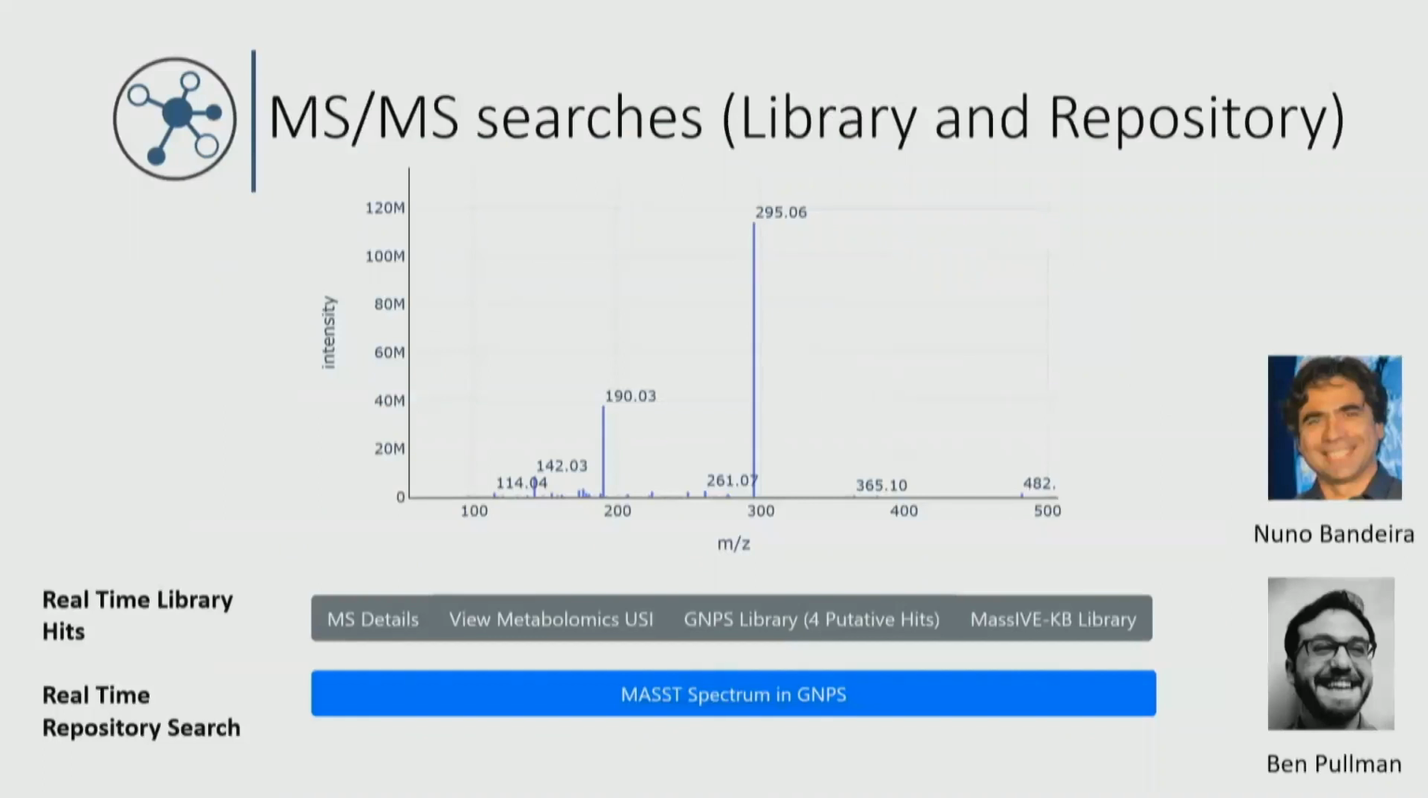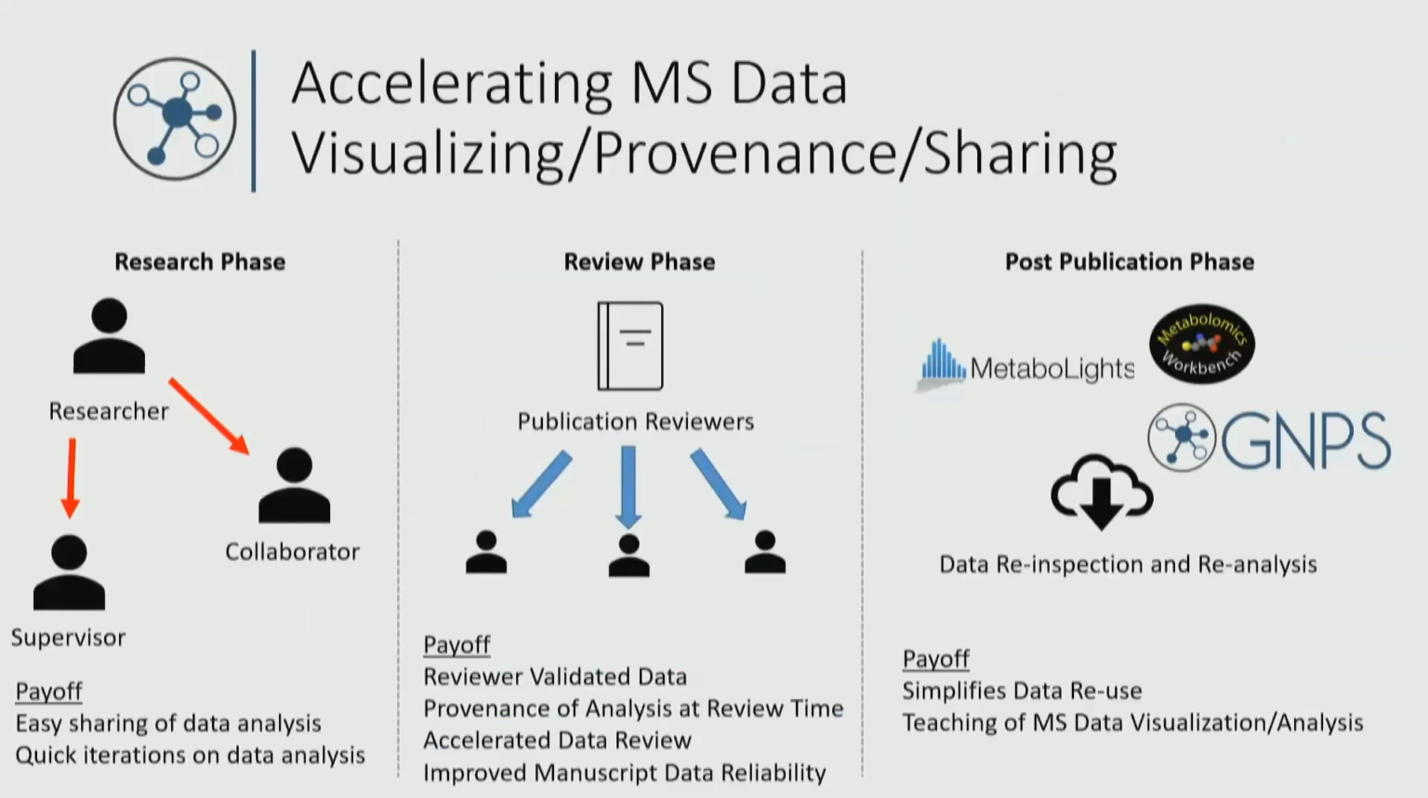And also one of the things you can do in the dashboard is if you have MSMS in your data, first of all, you can inspect it, and that's par for the course. But in work with Nuno Bandeira and Ben Pullman, we've integrated real-time library searching into the GNPS dashboard in addition to real-time repository searching. So you can ask, has this been identified before? Have I ever seen this spectrum in all public data, in a fraction of a second? It even tells you the number of hits before you click on the button. So it's this prefetching idea.